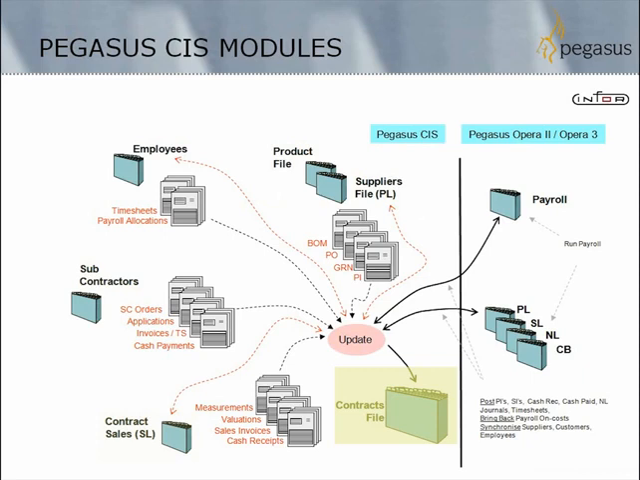We have a timesheet system that allows us to record all the time and post those costs through to the contract, and any other costs that are being collected are posted directly into the contracts file. Pegasus CIS is a contract costing system.